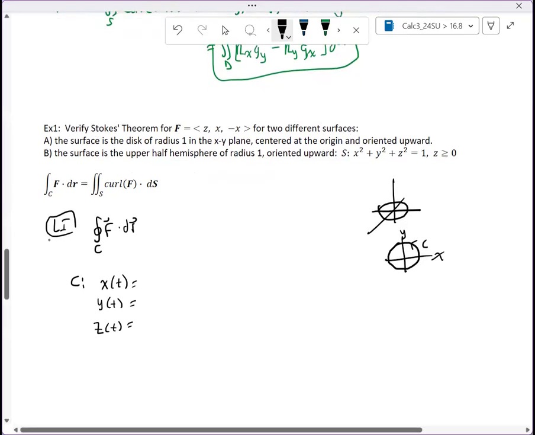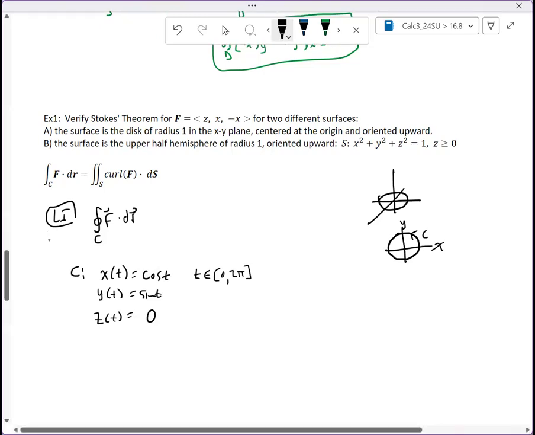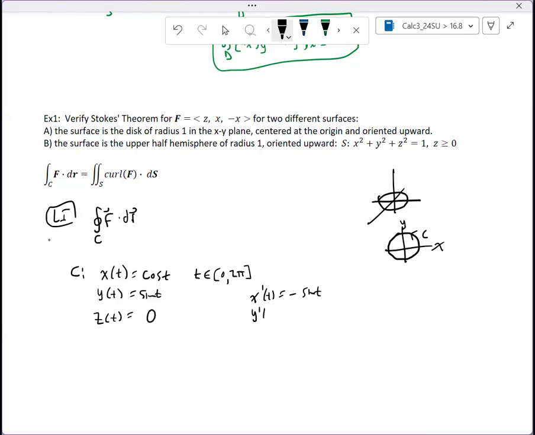Now my curve really is technically embedded in 3 dimensions, but it's always in the xy plane, so my z component is just always 0. And then I'll use the same parameterization, x equals cos t, y equals sine t, letting t go between 0 and 2 pi. That should do the trick of tracing out this curve. I need dr, so I'm going to need x prime of t, negative sine t, y prime of t, cos t, and z prime of t, of course, is also 0.